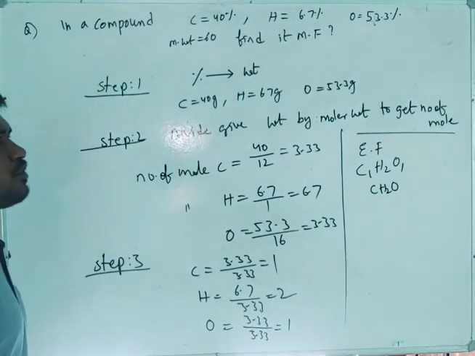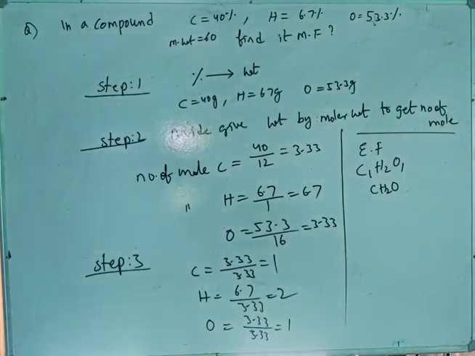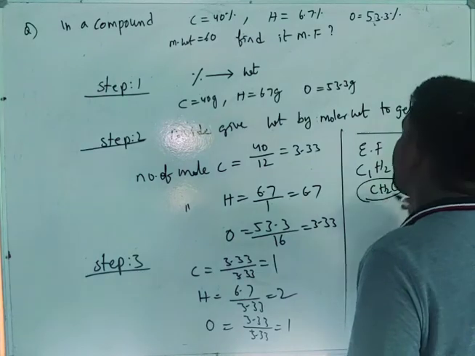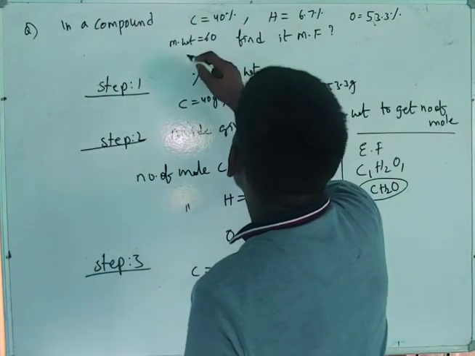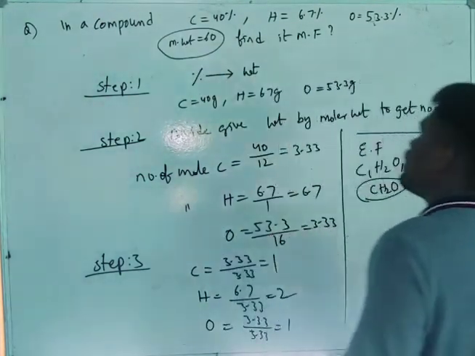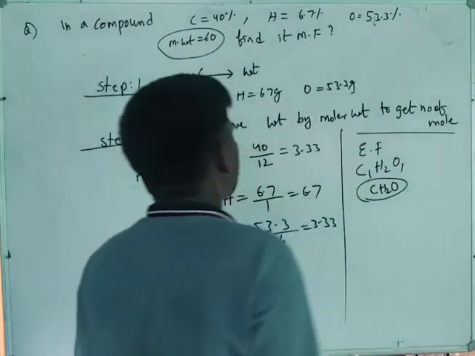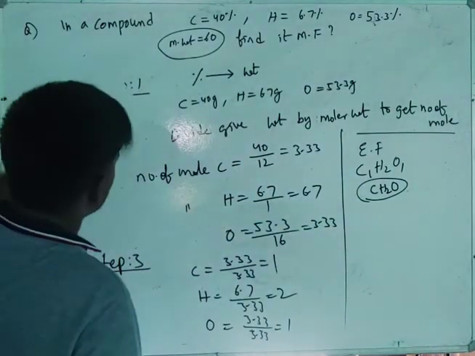So now, here onwards it is very easy. Here we have the empirical formula, and in the problem the molecular weight is given. So by using these two we can easily find out the molecular formula of a given compound.